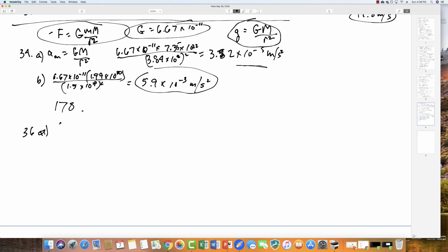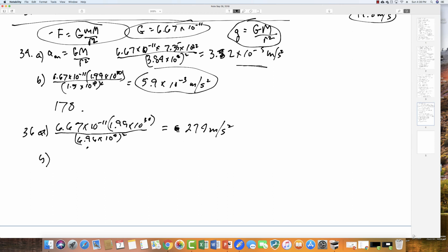It's the same numerator, 6.67 times 10 to the minus 11 times 1.99 times 10 to the 30, but now we're talking about the radius of the sun rather than the distance from the sun to the Earth. So that's going to be 6.96 times 10 to the 8th meters, squared. And so the gravity on the surface of the sun, if you could stand there, is going to equal 274 meters per second squared, which, if you divide by 9.8, is 28 times the gravitational force of the Earth.